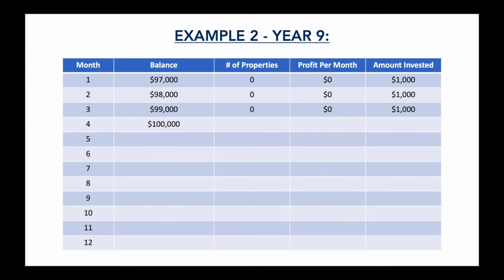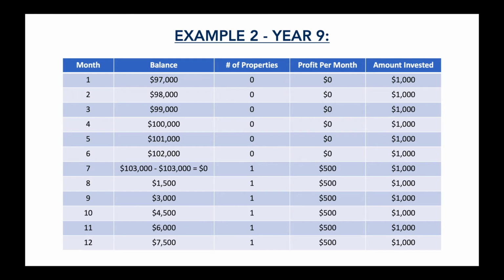So in year 9, you can see we've saved up $100,000, but that's not quite enough because again, we need the $3,000 extra dollars for capital expenditures savings. So we keep going, and in month 7 of year 9, we're finally able to purchase our very first property. So we take our $103,000, subtract $103,000 for the property price and the capital expenditure savings, and we're left with a balance of $0. However, we have one property, and because the property was paid in full and is owned outright, our profit per month is $500.